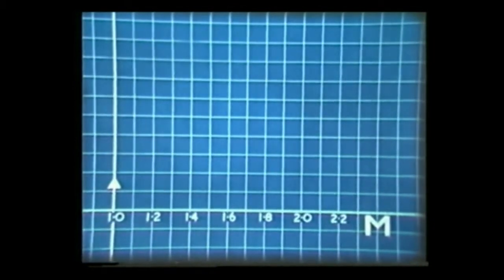What decides the plan form of a particular supersonic aircraft? It's a compromise between many factors, a very important one of which is supersonic drag. Take a delta planform such as this. Plot its drag against Mach number. The curve is like this.